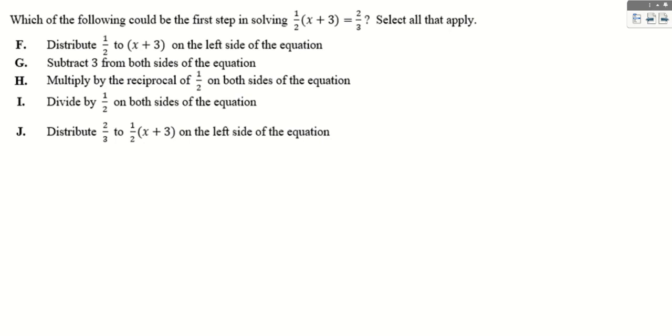Okay, which of the following would be a good first step? Well, I could distribute this 1/2. I could also multiply by 1/2 to both sides. And then when I multiply by a fraction, that really means divide by the reciprocal. So if I were to divide 1/2 to both sides, I'm just multiplying by the reciprocal.